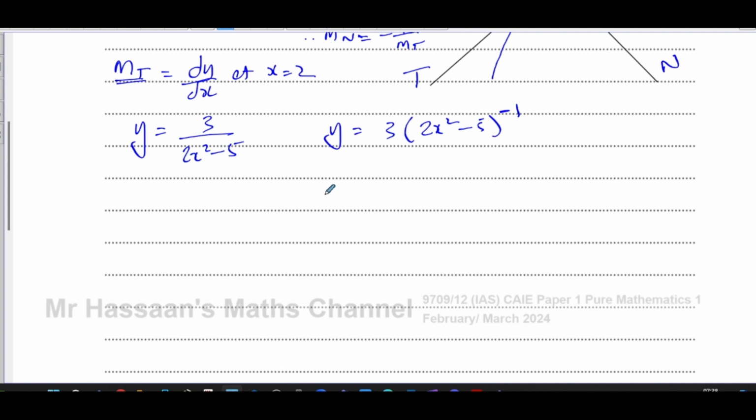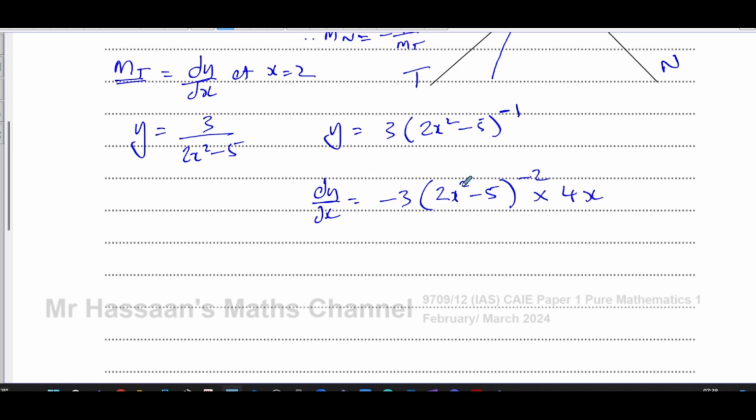Now, to differentiate this, I'm going to use what's called the chain rule, because we have a function inside a function. First of all, we take the main function and multiply by the power, so minus 1 times 3. We leave the function as it is, 2x squared minus 5. Then we take 1 from the power. But then don't forget, very important, which a lot of students forget to do, multiplying by the differential of what's inside the function. If you differentiate what's in the function, it's going to be 4x. So you multiply by 4x.